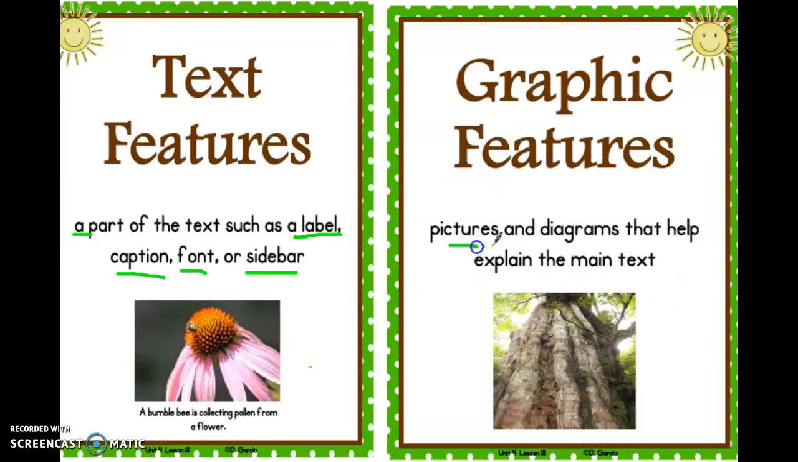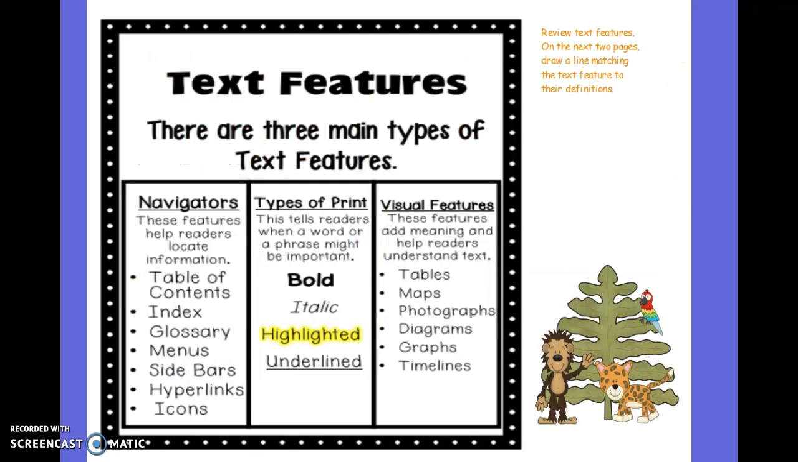Graphic features are the pictures and diagrams that help explain the main information from the text. There are a few different types of text features. Navigators help you locate information. The table of contents is considered a navigator. The index in the back of the book. If you remember from a few weeks ago, the index is where you look to find a specific topic. It'll tell you exactly what page you can find a specific topic in the book.